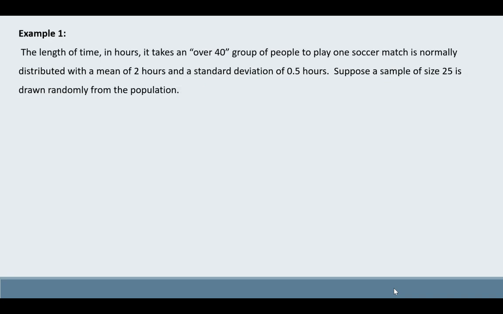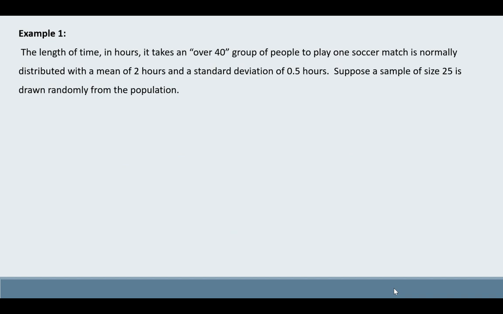We're going to do some examples because it's going to make a lot more sense once we do that. In this one, the length of time in hours it takes an over-40 group of people to play one soccer match is normally distributed with a mean of 2 hours and a standard deviation of 0.5 hours.